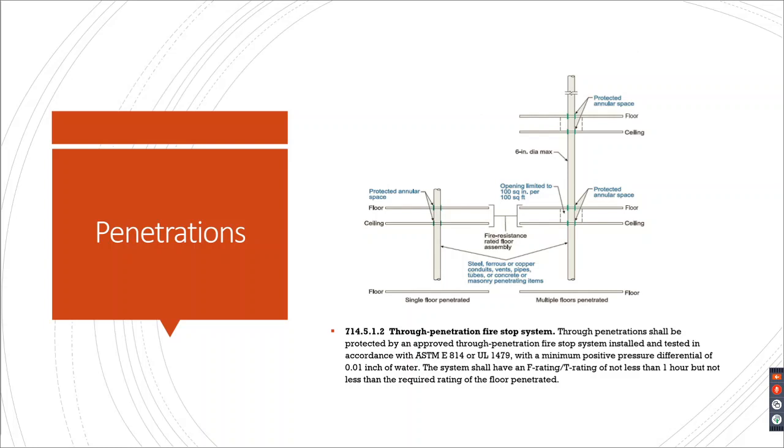And then similarly, the through penetration shall be protected by an approved through penetration firestop system installed and tested in accordance with ASTM E814 or UL 1479 with the minimum positive pressure differential of 0.01 inch water. And then the system shall have an FT and T rating of not less than 1 hour, but not less than the required rating of the floor penetrated. And again, remember that in hospitals the floors are also part of the smoke compartment, so an L rating as well. But this is code for everybody, so it's not always apparent. This is why some people forget that.